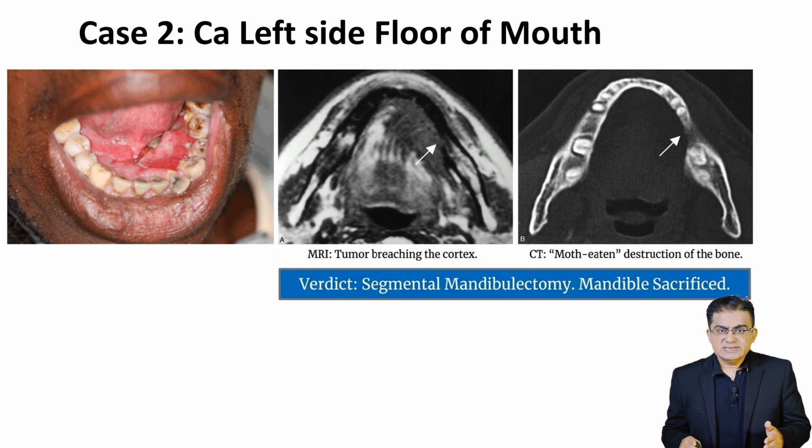So in this case, we again have absolute agreement between MRI and the CT scan. Both scans are telling us loudly and clearly that there is a gross invasion of the mandible. This is our classic true positive scenario. Because we had this diagnostic clarity about bone involvement, the patient underwent a segmental mandibulectomy.